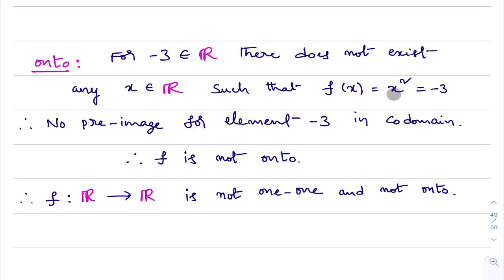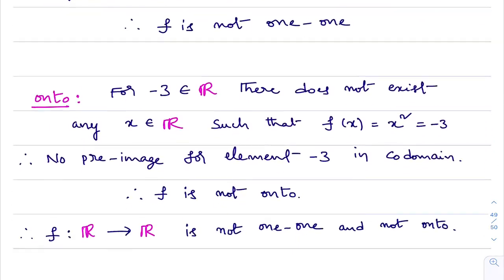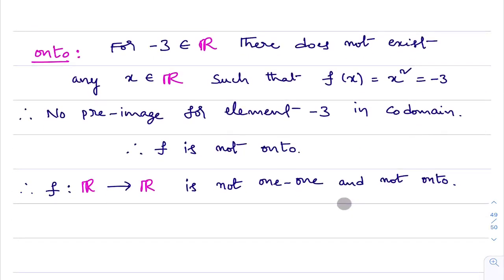Square of any real number is always positive or 0, right? Square of 0 is 0. Square of any real number is positive. Here, square of what number will be minus 3? Not possible. That means if I take minus 3 in the codomain set, there does not exist any x in the domain set. It tells that there is no pre-image for the element minus 3 in the codomain. Therefore, f is not onto. Therefore, f from R to R is not one-one and not onto. I hope you are understanding these things.